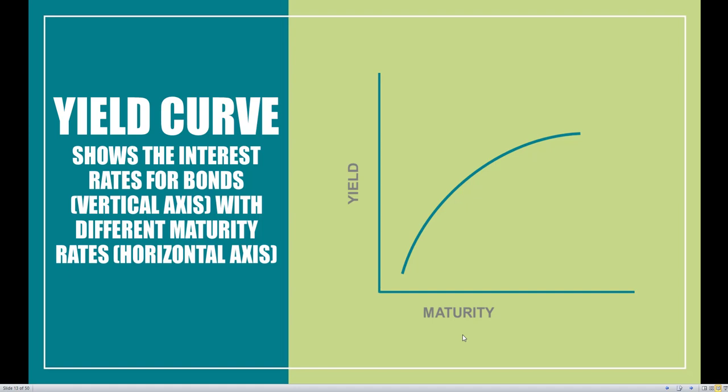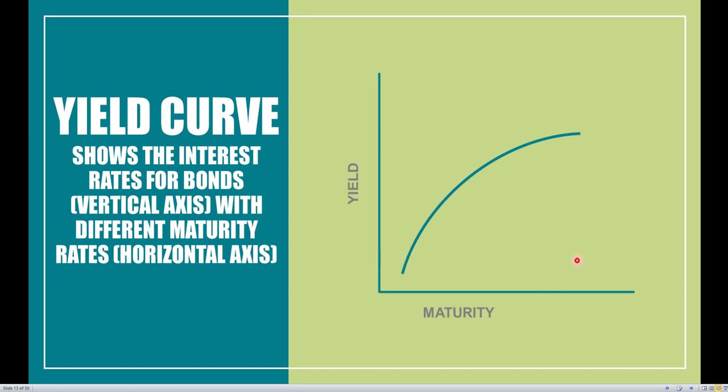What type of relationship do you see between the yield and maturity for U.S. Treasury bills? You notice that as the maturity goes up, the yield also goes up. For short maturity bonds, the yield is relatively low, but for long maturity bonds, the yield is relatively high. And this does make sense. For a 1 year maturity bond, you're only locking away your money for 1 year, so you get some return for that, and that return is going to be fairly low.